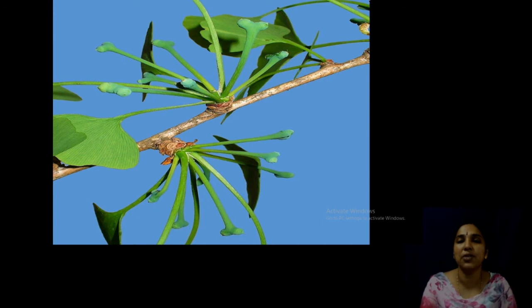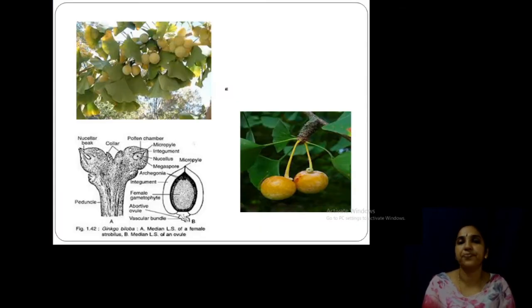See, this is the picture, very simple. You can see in the dwarf shoot how clusters of female strobili are arranged in the axil of leaves. This is the peduncle, and this is one ovule, and this is the other ovule, and one is aborted and the other one is functional. This is a very simple case: two atropous ovules at the end of a stout stalk known as the peduncle. Clear? See, after maturity it is like this.